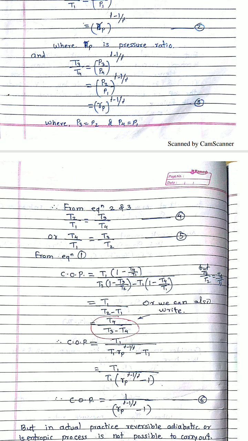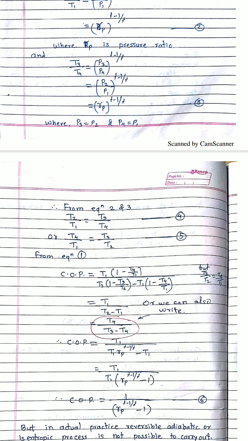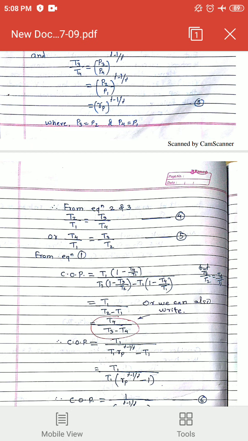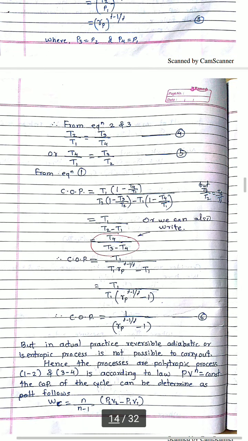So please note this formula. COP of Bell Coleman cycle is equal to 1 upon Rp raised to gamma minus 1 upon gamma minus 1. In some cases we observe COP is equal to Rp raised to gamma minus 1 upon gamma minus 1, raised to minus 1. So both the forms are similar. But this is all about the isentropic process.